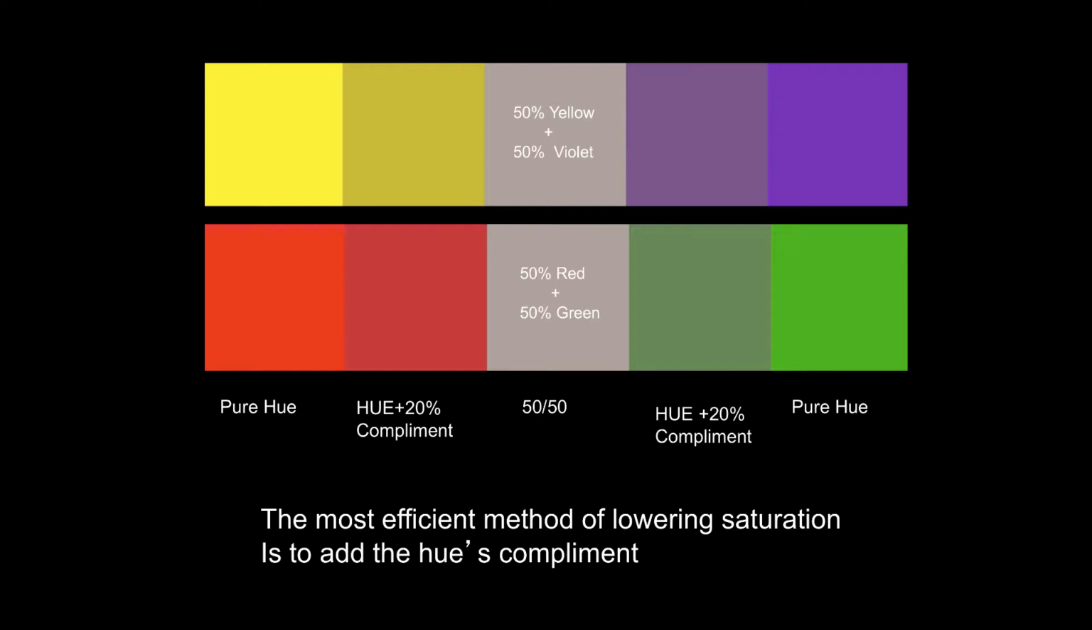Mixing complements together is the most efficient method of lowering saturation. It works very quickly and very efficiently. It will also be the least effective in actually changing the hue, because you can change the hue as you change saturation, but if we want to neutralize it and not really change the hue, mixing its complement is the best way to do it. So if we take violet and we add yellow to it, we haven't really changed its hue, we've just desaturated it.